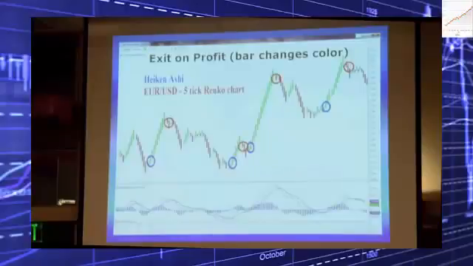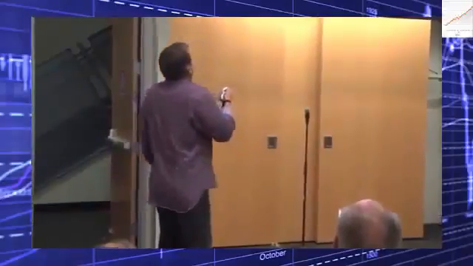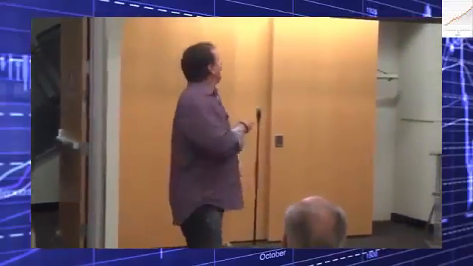Example, you entered here, bar changes color, you're out. Take the profit. You will wait for the next opportunity. Next opportunity, confirmed over here, you get in, you get out. Not a big profit, still a profit. Enter, take it. Enter, take it. Simple as that. The bar changes color. Now, bar changes color, you take profit.